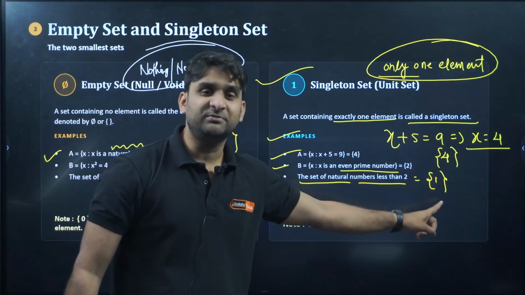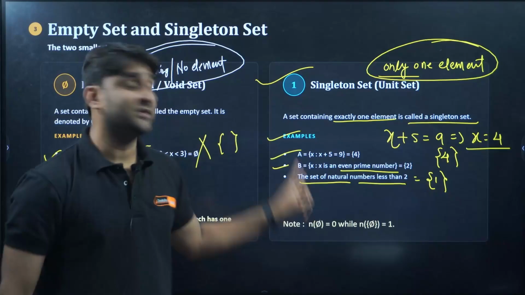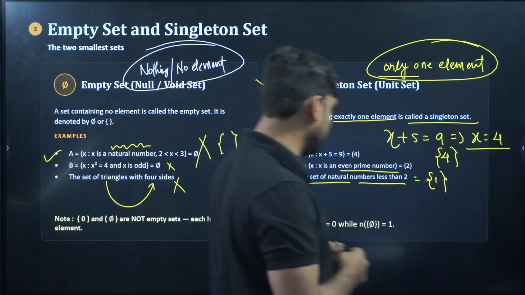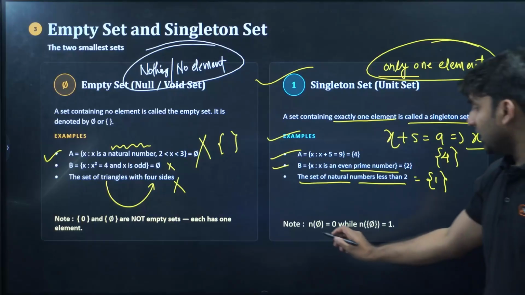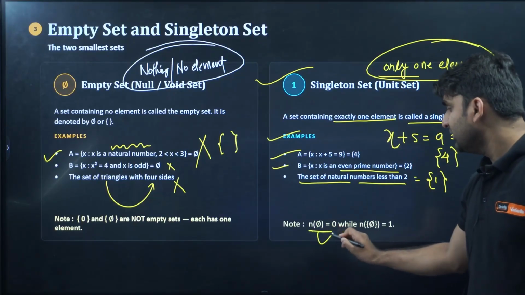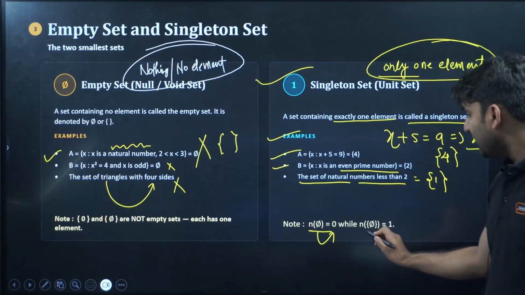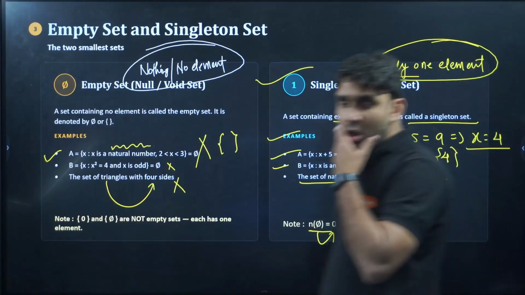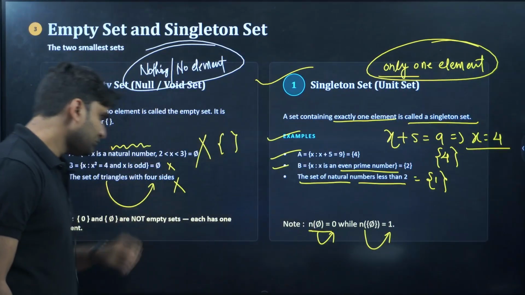If only one element is present, the set will be a singleton set. Clear everyone? I hope this is clear to you all. The number of elements in a null set is 0, and this subset of 5 will be this, which is 1. Clear everyone? Moving ahead.